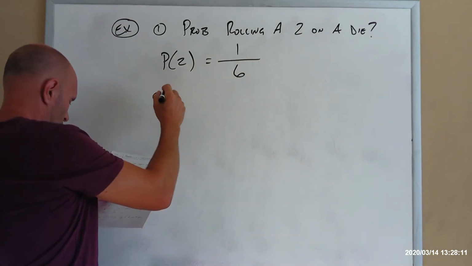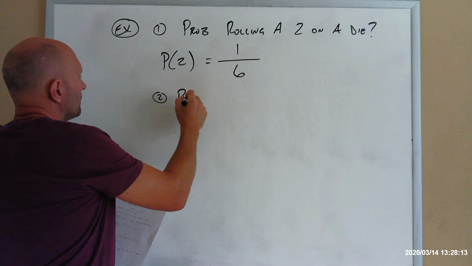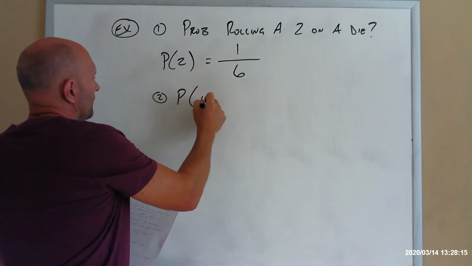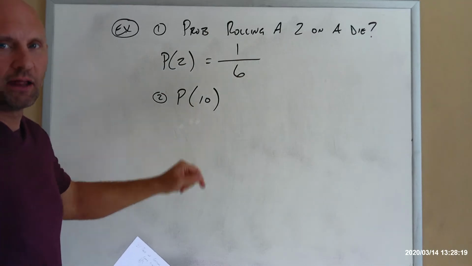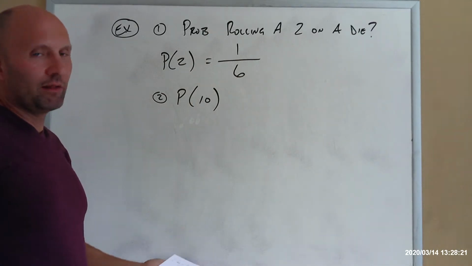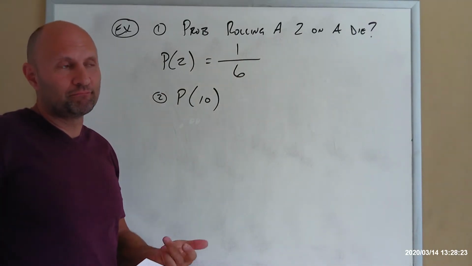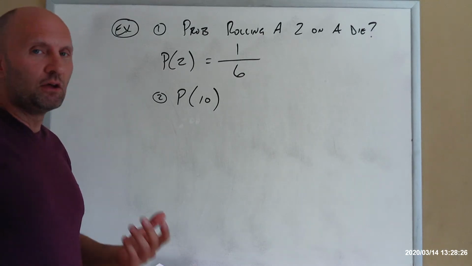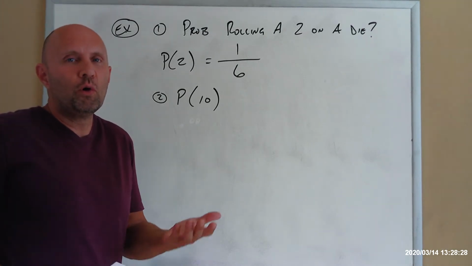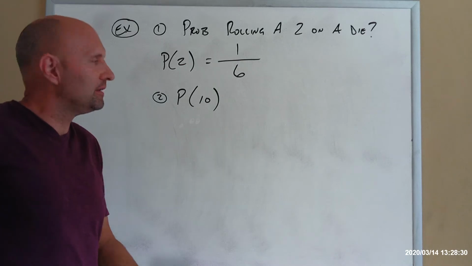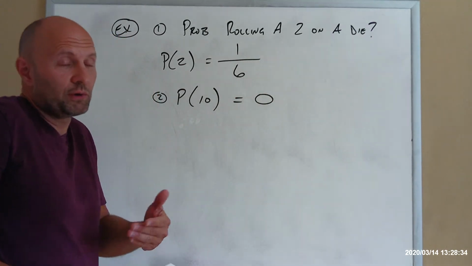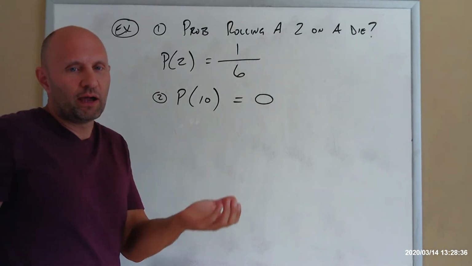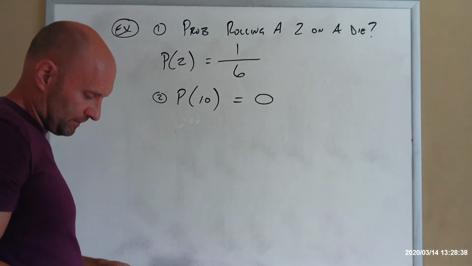Second one, what's the probability? I'm going to do shorthand here now. So, probability of rolling a 10 on a fair die. Well, again, I kind of gave you this example and gave you the answer already. But it's what? Well, there is no 10 on a 6-sided die. So this probability would be 0. You can't roll a 10 when you have only 1 through 6.